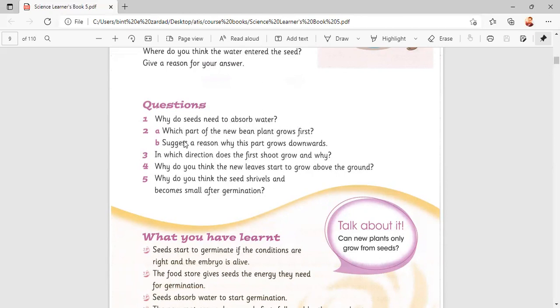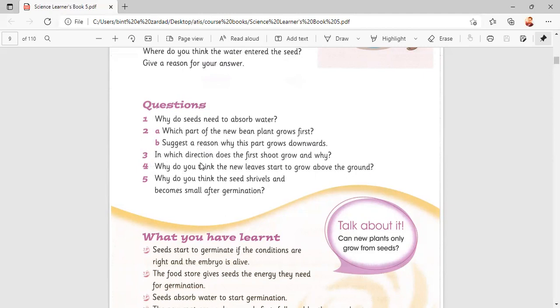Question number 2. Which part of the new bean plant grows first? Obviously, the first root. The first root is the first part to grow, which suggests a reason why this part grows downward: in search of water.